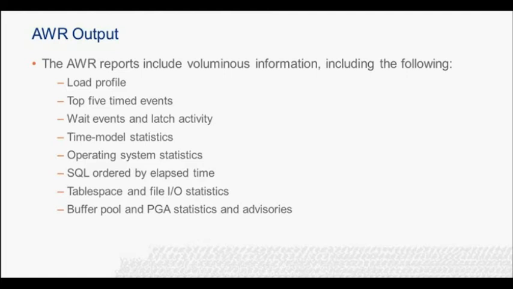Time model statistics. Time model statistics report how database processing time is spent. This section contains detailed timing information on particular components participating in the database processing. This gives information about background process timing also, which is not included in the database time. Operating system statistics. This section is important from an OS server contention point of view. This section shows the main external resources including I/O, CPU, memory and network usage.